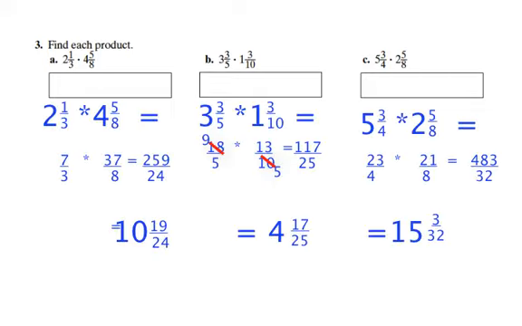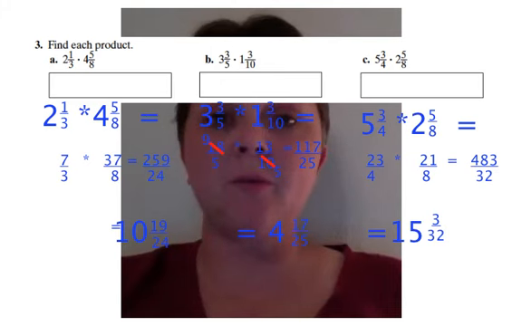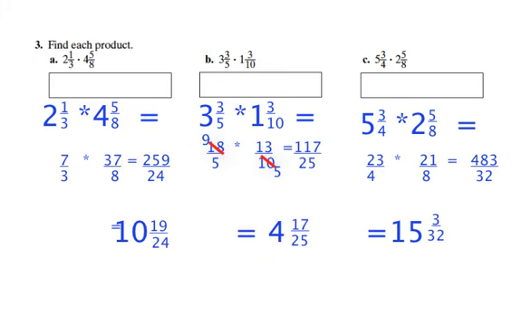The final answer for 3A is 10 and 19/24. The final answer for 3B is 4 and 17/25. And the final answer for letter C is 15 and 3/32. Pause the video if you need more time to copy down the notes.